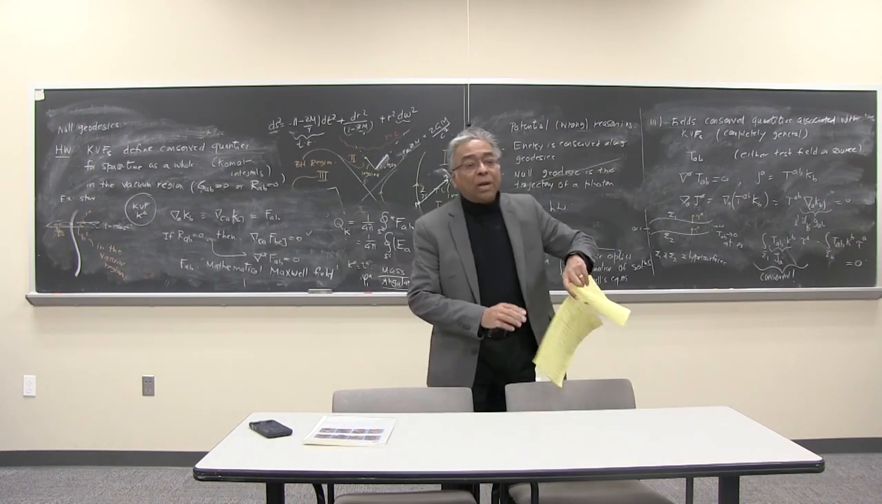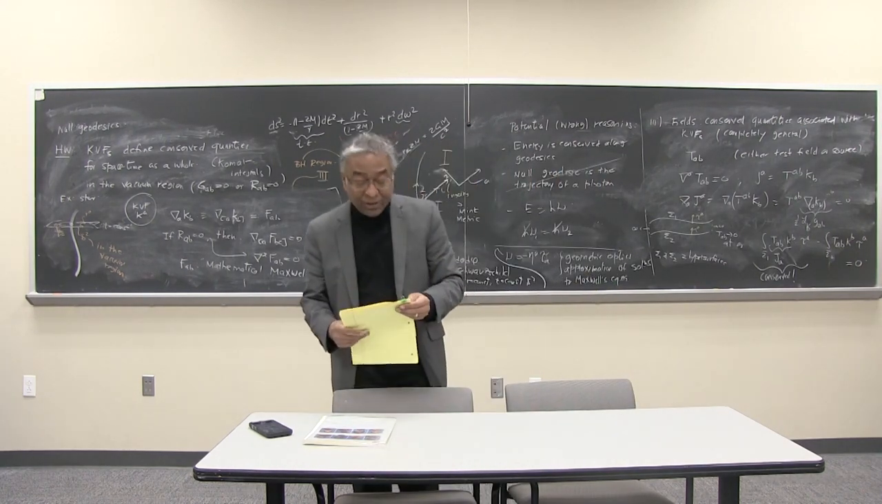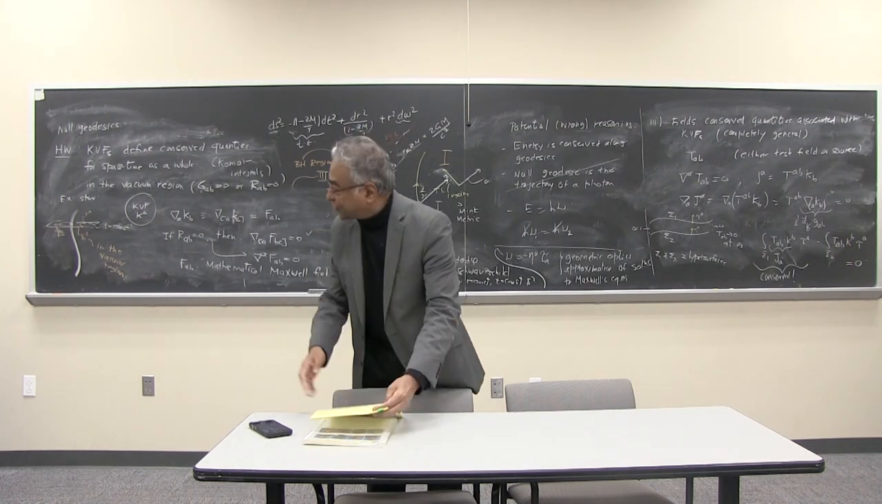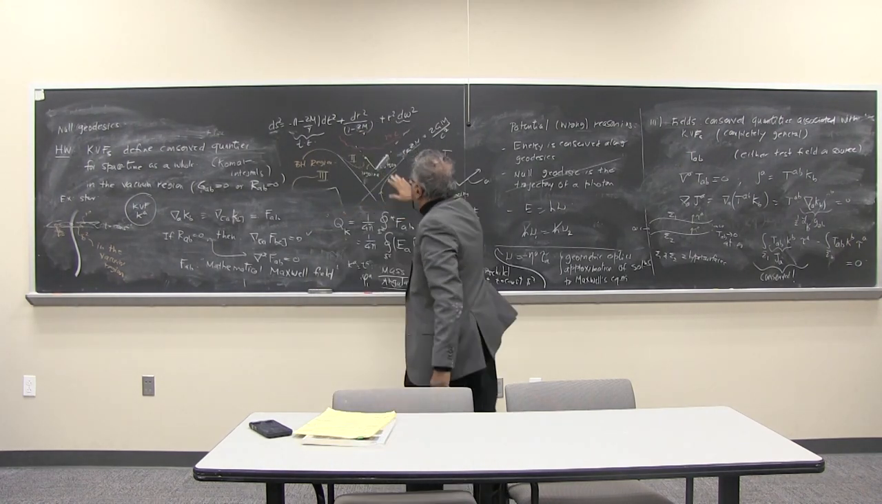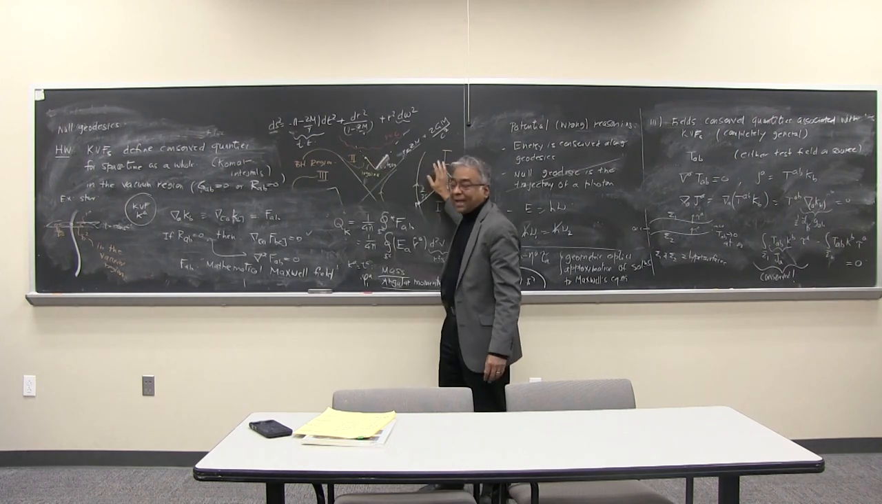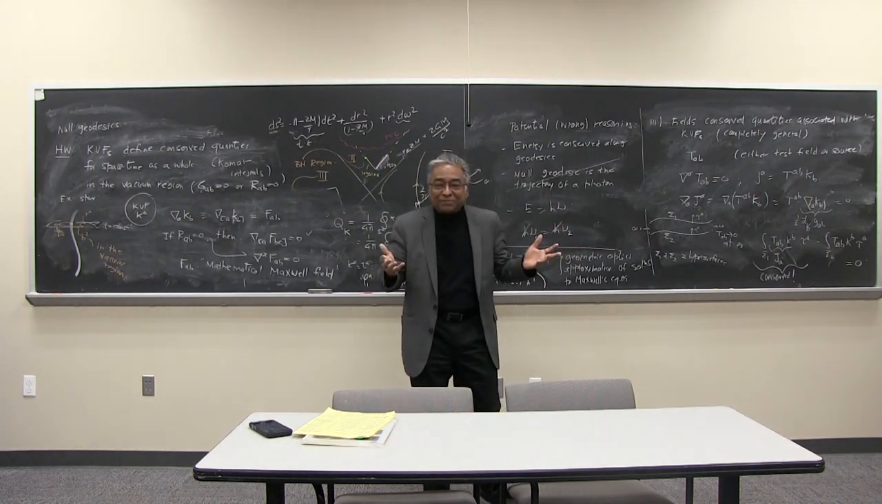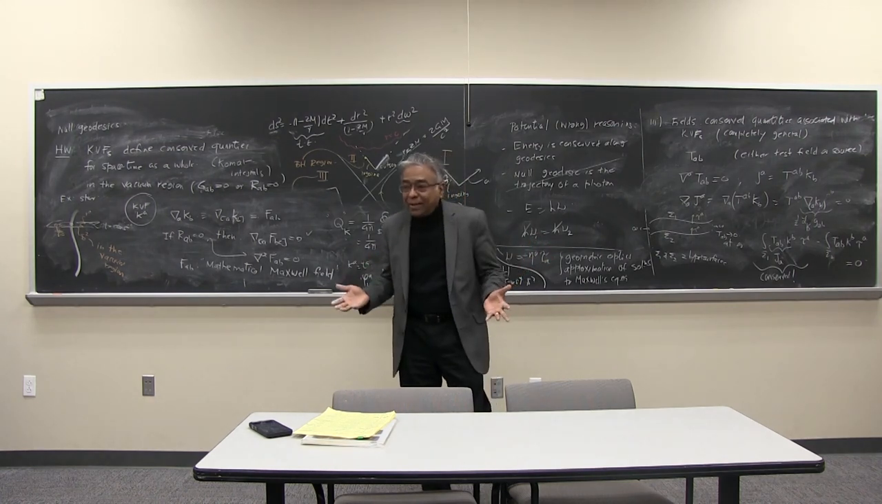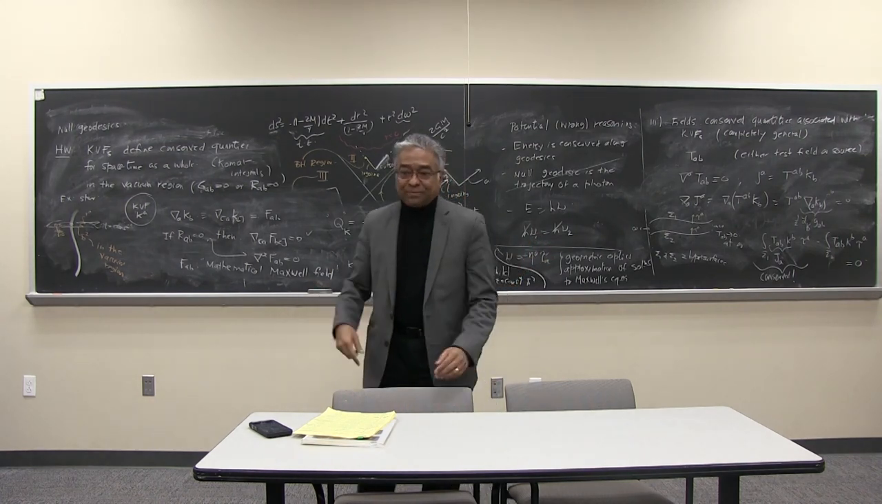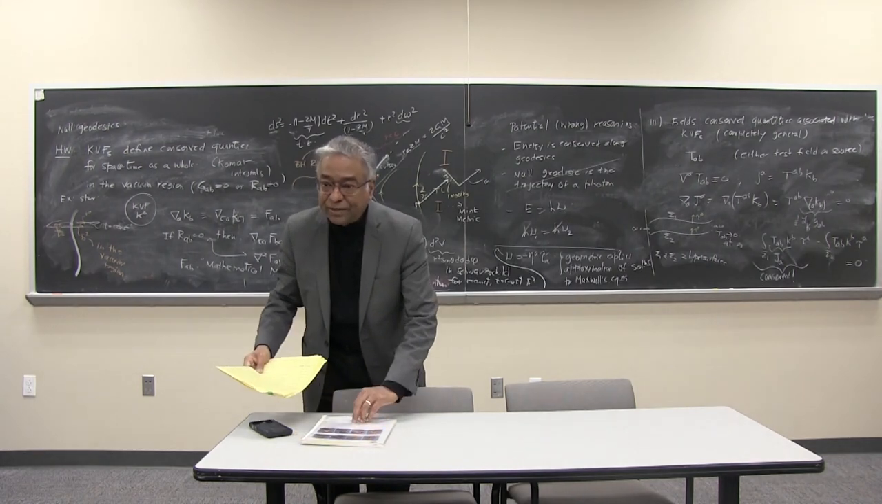And next time, we'll start asking the general question, what is a black hole? We know in Schwarzschild that this should be thought of as a black hole region, and this should be thought of as a white hole region, but that is all fine for Schwarzschild space-time. But what do you mean by a black hole? That's what we'll do in the next lecture. What is a black hole in general?